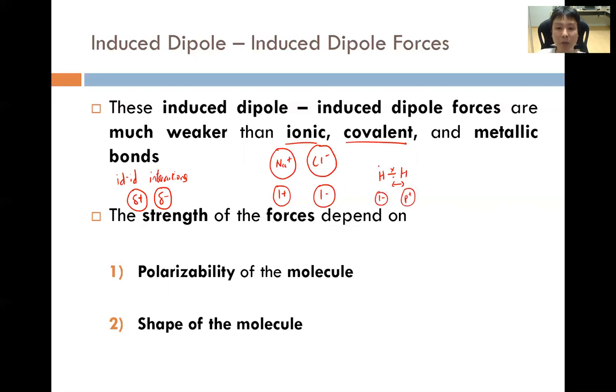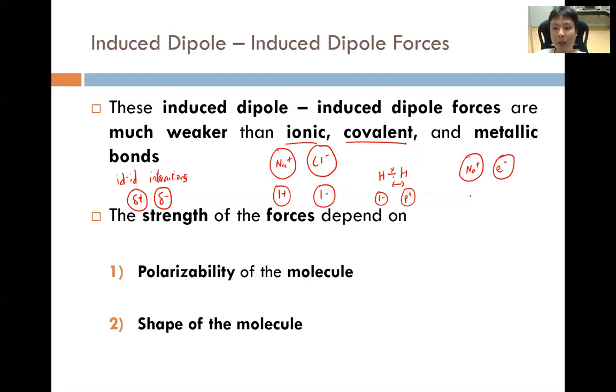So the covalent bond is also much stronger than this, because the magnitude of the charges involved in the electrostatic attraction is much larger than that in the ID-ID interactions. Metallic bonds, on the other hand, are the attraction between, let's say, the Na+ in the sodium metal and the sea of delocalized electrons in the solid lattice.